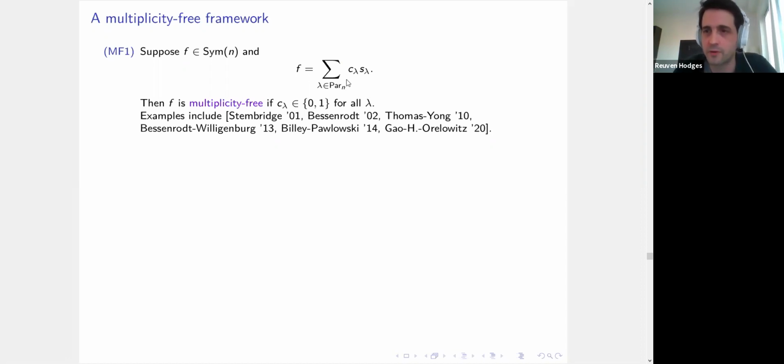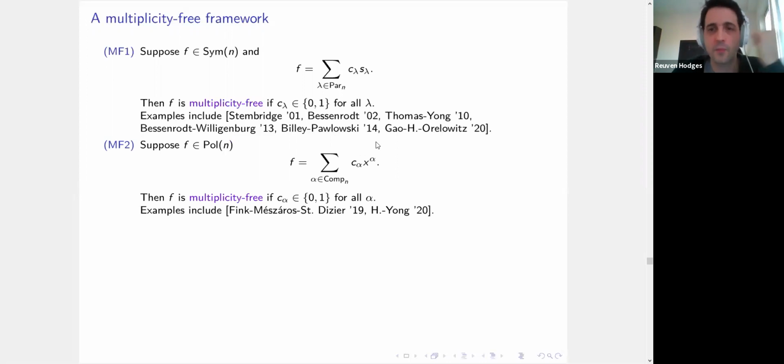This is a very, very well-studied problem. Asking when certain polynomials inside of certain infinite families are multiplicity free is very well studied. Stembridge studied when products of Schur polynomials are multiplicity free. Thomas and Yong studied when skew Schur functions are multiplicity free. Many other people have studied this problem for various other families. I have a recent result with two grad students, Shiliang Gao and Gidon Orelowitz, on when skew Schur polynomials are multiplicity free. But this is very well studied, and this is a very small subsection of the results on this.